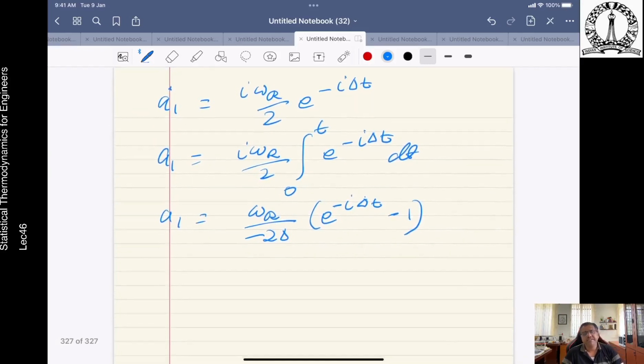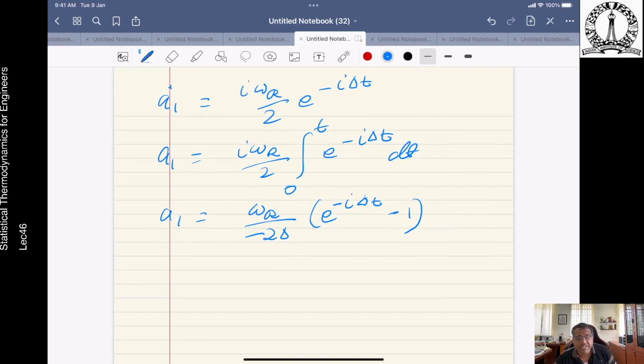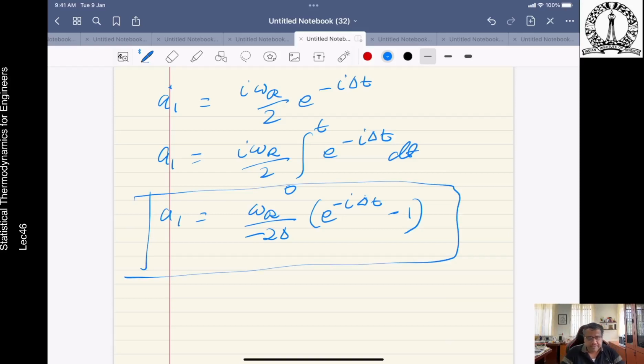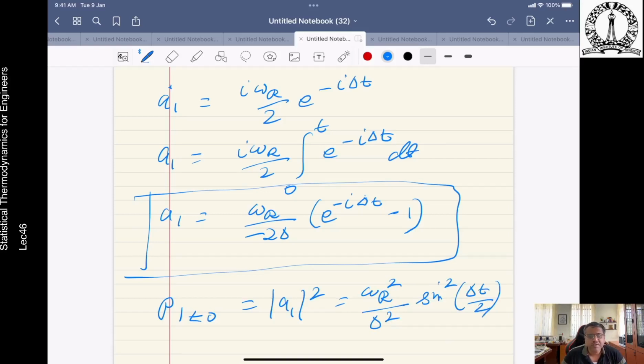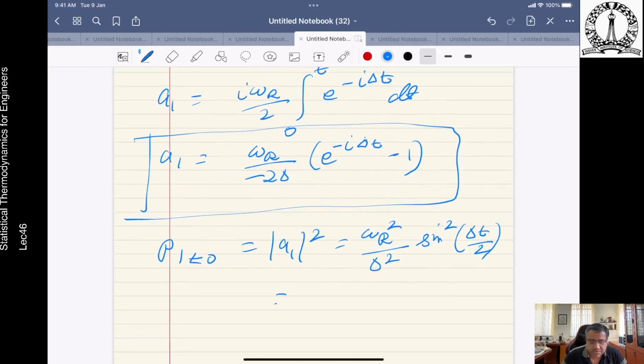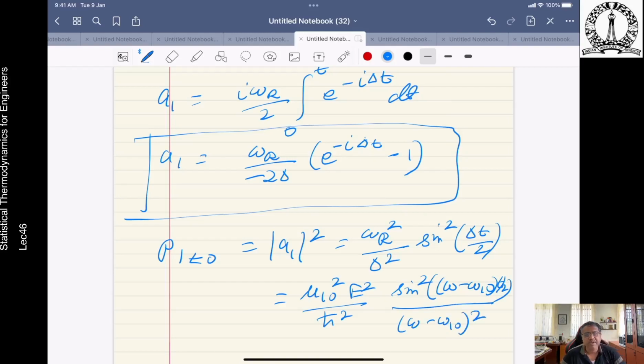So the probability of finding the system in the excited state after a time T is obtained from the equation that we have written over here. P1 from 0 to 1, that is the probability, is A1 square, therefore given as omega R square over delta square, sine square delta t by 2, which is equal to mu 1 naught square E square over h bar square, sine square of omega minus omega 1 naught, t by 2, divided by omega minus omega 1 square.